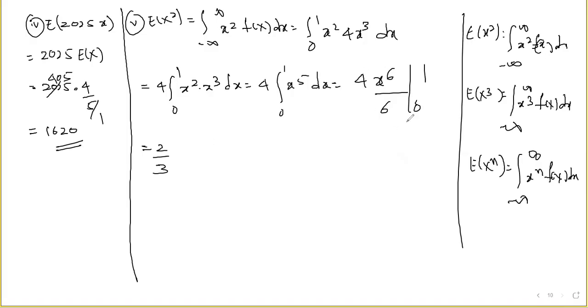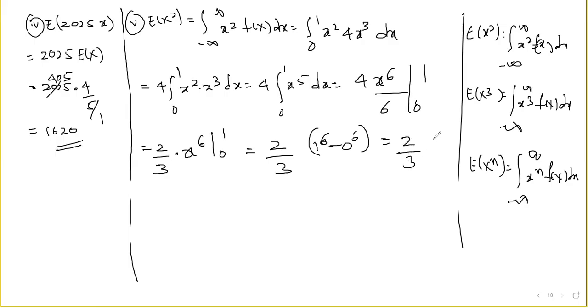So this is equal to 2 by 3 x power 6, 0 to 1. So it is 2 by 3 into 1 power 6 minus 0 power 6. So this is nothing but 2 by 3 into 1, so that will be 2 by 3. Clear?